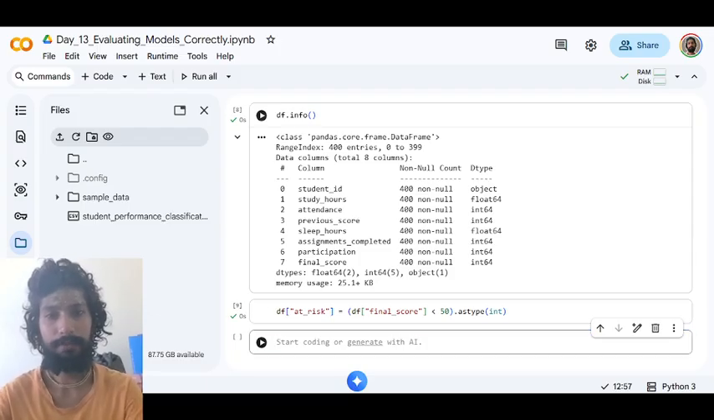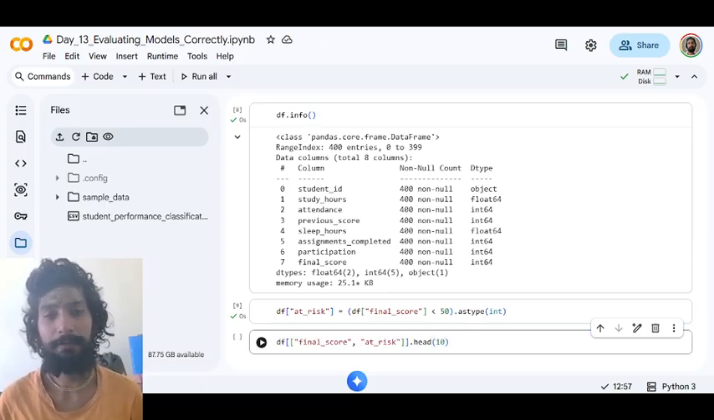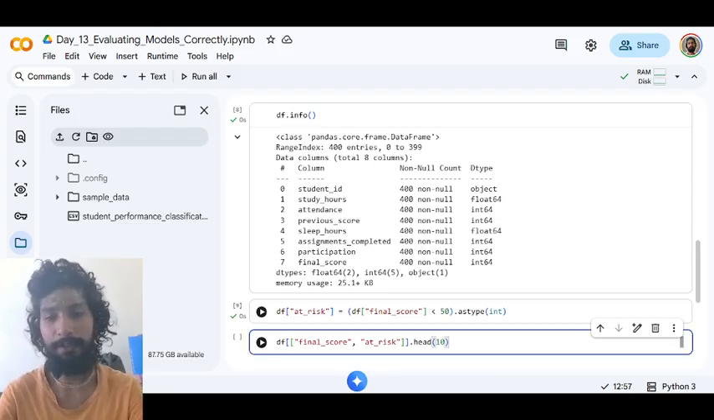Display a few rows. Before running the cell, predict the result. A student with a final score of 45 should receive which class? The answer is 1. A student with a final score of 70 should receive which class? The answer is 0. Run the cell and verify the result.